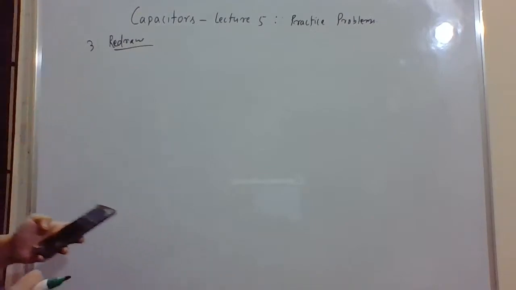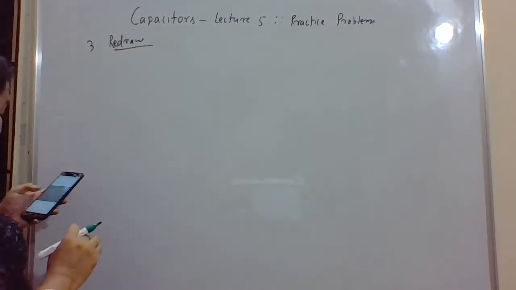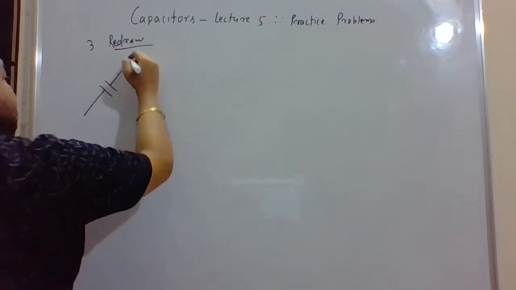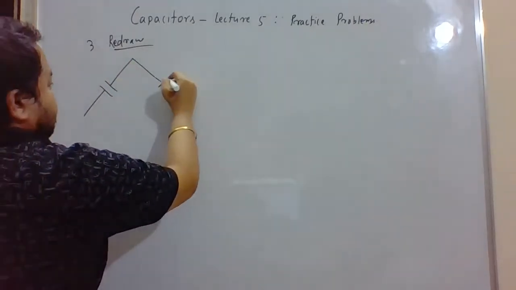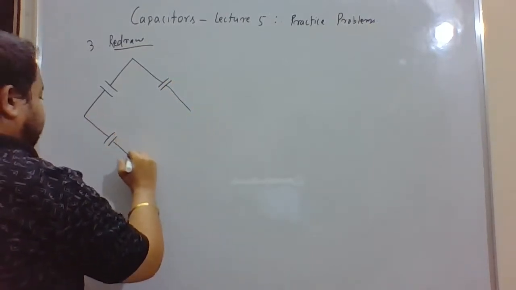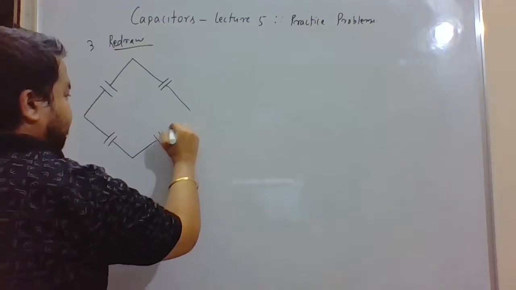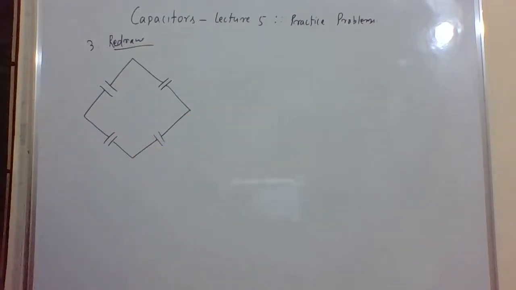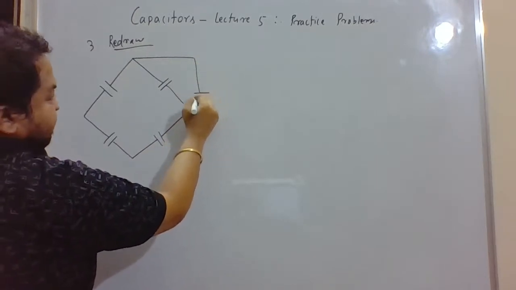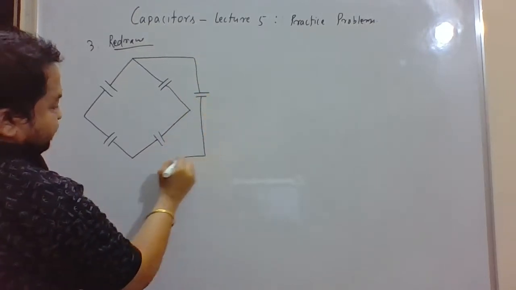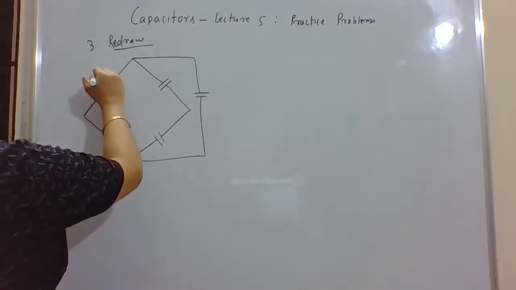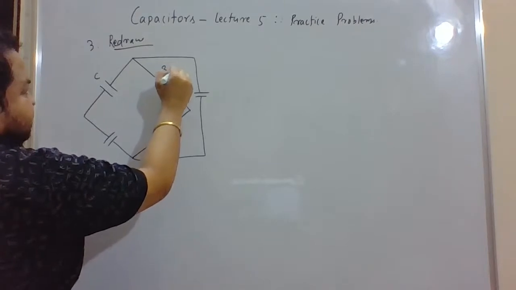So let me pick up the examples that I have chosen. So yeah, this is the first one. Here is one capacitor. There is another capacitor. There is another capacitor. There is another capacitor. Four capacitors are connected like this, and a fifth capacitor is connected like this, such that suppose this one is C, this is 3C.